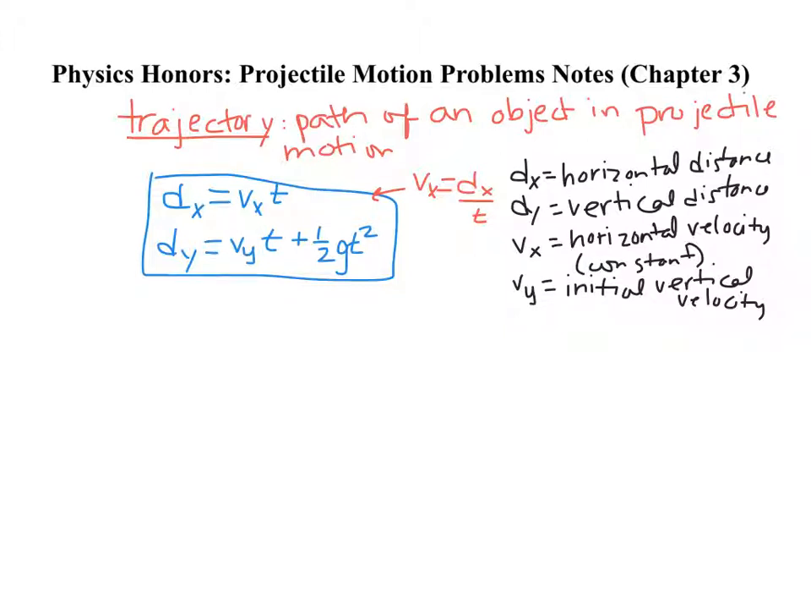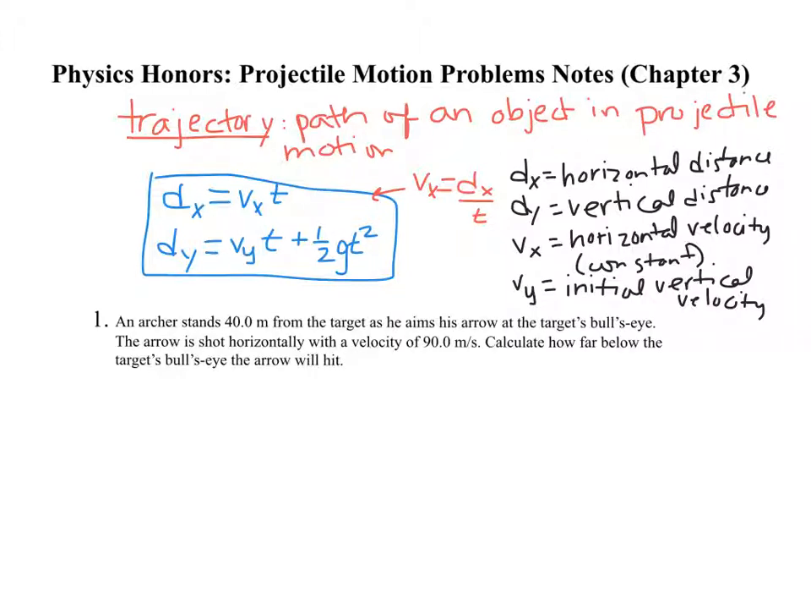So let's do an example. So in this example, we have an archer standing 40 meters from the target as he aims his arrow at a bullseye. He shoots the arrow horizontally with a velocity of 90 meters per second. So we're going to calculate how far below the bullseye the arrow is going to hit. So I actually usually like to draw a picture on these. You don't have to be an amazing artist. You'll see I'm not. But just to get kind of the idea of what it's going to look like.